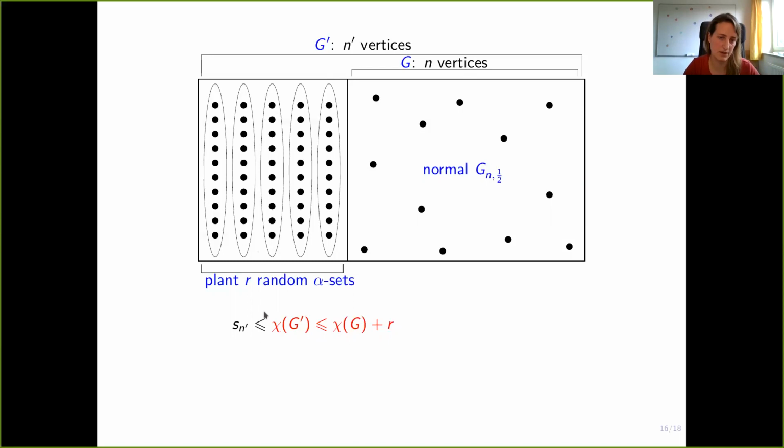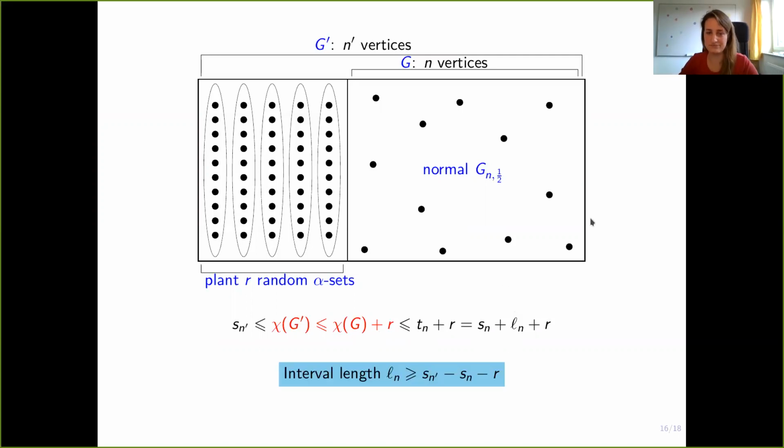And so with high probability, this guy is at least the lower end of the interval for n prime, and this one is at most the upper end of the interval for n, plus r, which is the lower end plus the length of the interval plus r. Now rearranging this, we have a lower bound for the interval length. It's S_n prime minus S_n minus r.